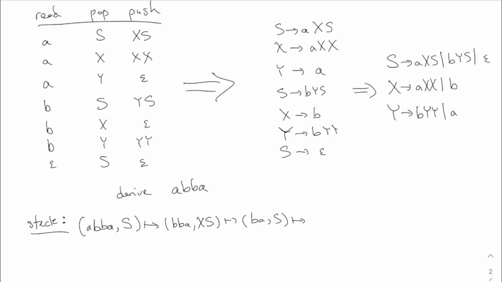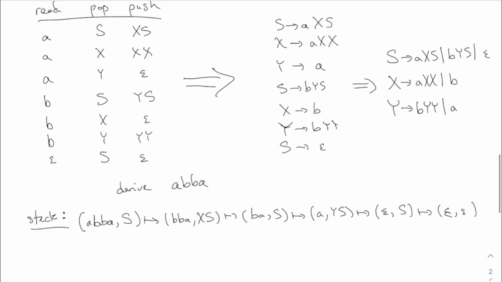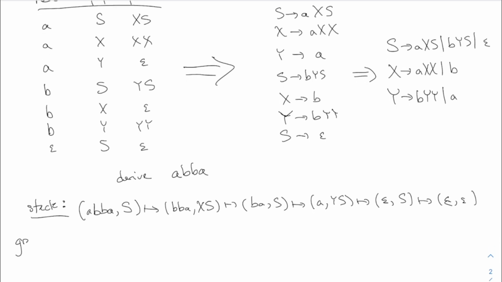Next I have a read B, pop S. So that will become YS on the stack. So this now says A, comma, YS. And then next I have read A, pop Y, push epsilon. This becomes epsilon S. And then finally I do the rule at the very end, which gets me down to epsilon, epsilon. All right, that was the derivation on the stack. Let's try and write out the derivation on the grammar and see if we can see any similarities and differences, as the kids say.